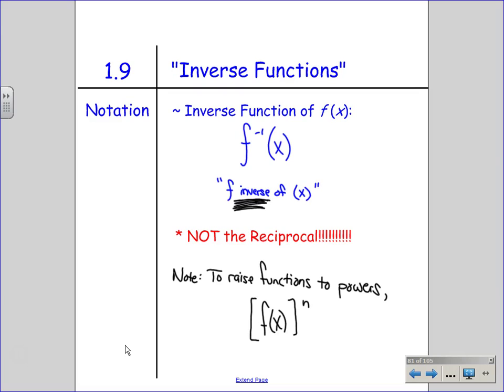And then Jordan brought up the whole cosine inversey thing about how in your calculators with second sine, second cosine, second tangent, it's inverse, not reciprocal.